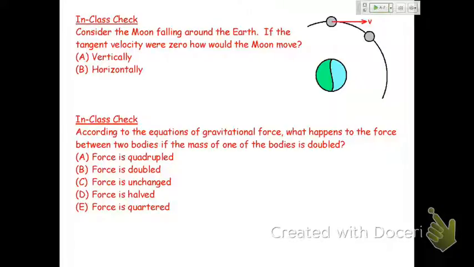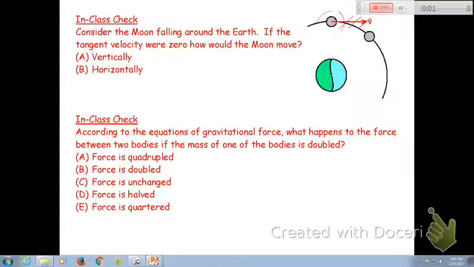So consider the moon falling around the Earth. If the tangential velocity were 0, how would the moon move? Here's the moon, and we're just imagining it now. If I could just take this away, what do you think would happen? Would it vertically fall downwards, or would it continue horizontally? If you could stop it from moving, you put your hand out and stop it, what happens? What do you think?